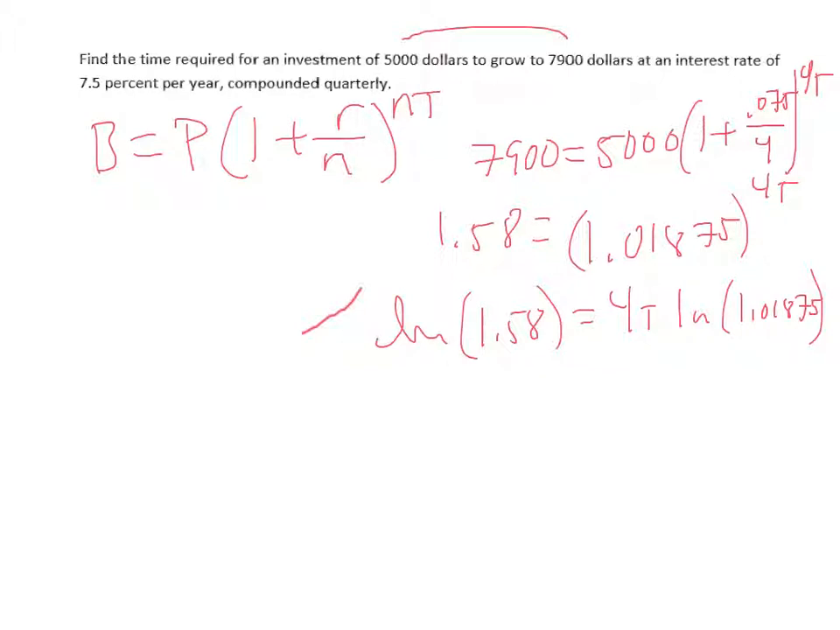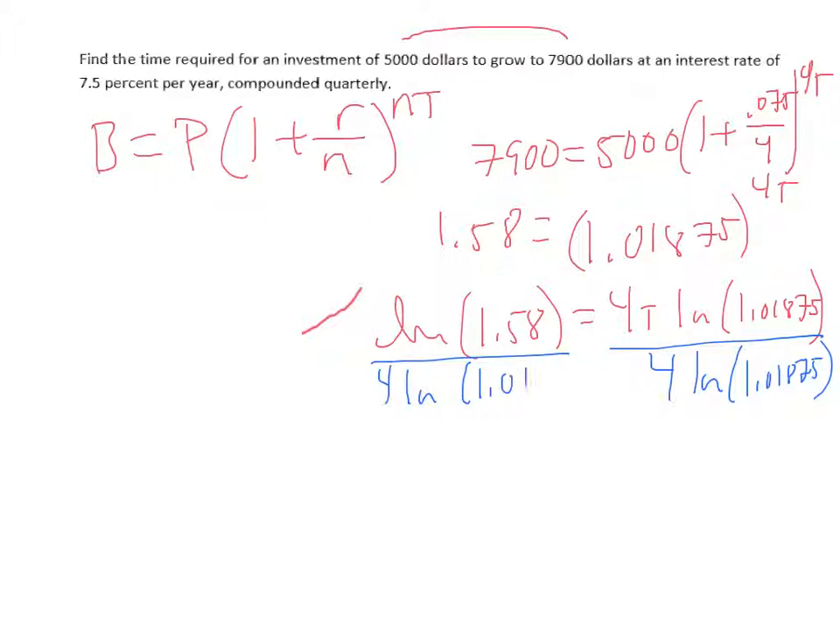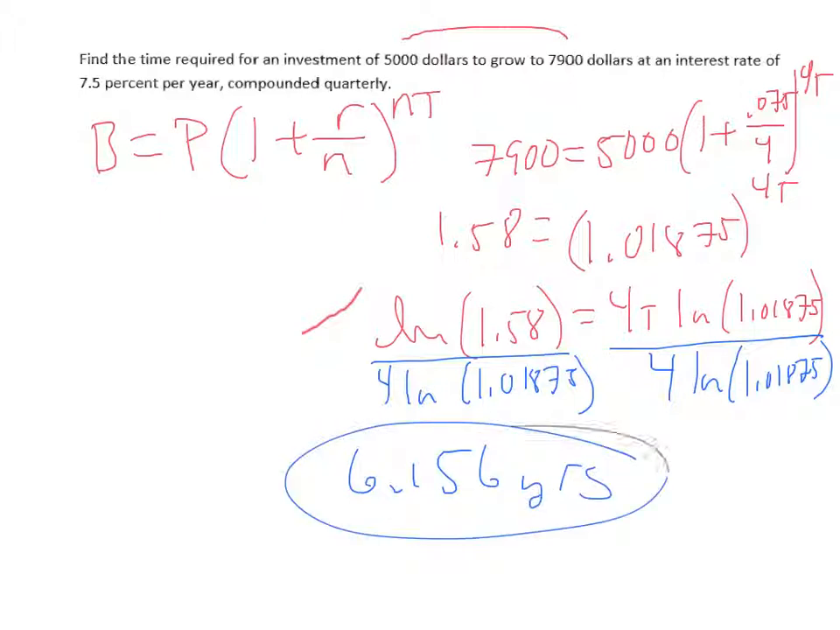So then I'm going to divide. I'm going to do this all in one step. So what I'm going to do is divide both sides of this equation by 4 times the natural log of 1.01875, because that cancels that all out. 4 times the natural log of 1.01875. And when I did this earlier, I came up with 6.156 years. And those are the examples. Now you're all set to work on those problems on page 3.